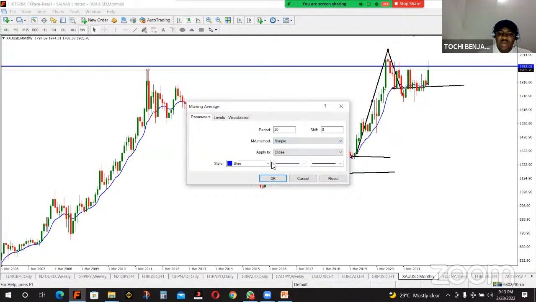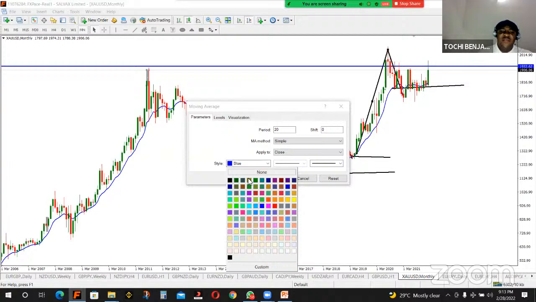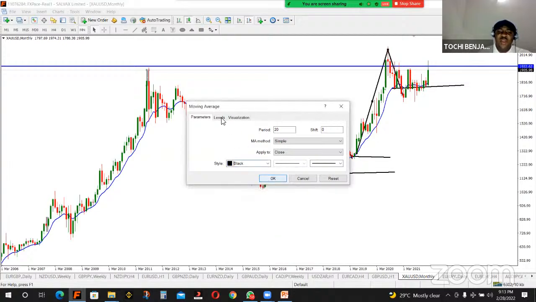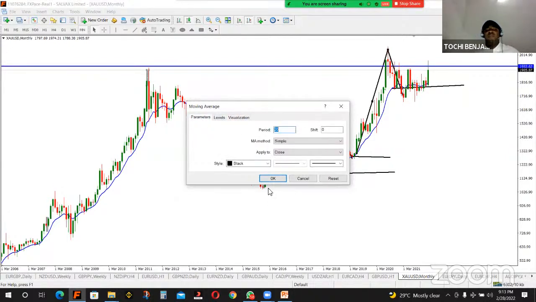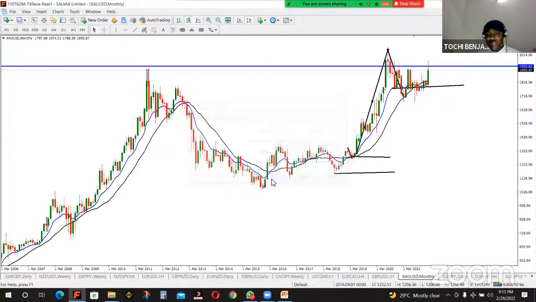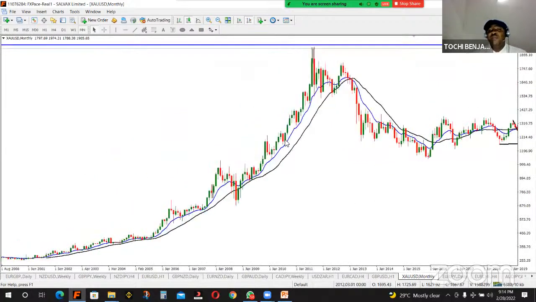I'll change my color to black. Now I'll click OK. On level, just leave it like that. Visualization, leave it like that, all time frames. What you're concerned with is just the parameter, then click OK. By the time you click OK, look at what this market is doing. Are you seeing what the market is doing? These two moving averages strategy is what we call the moving average crossover.